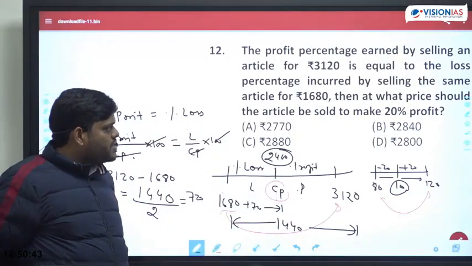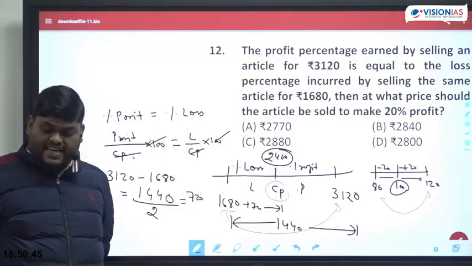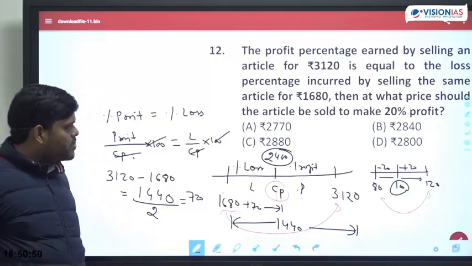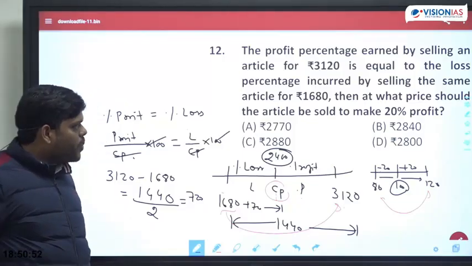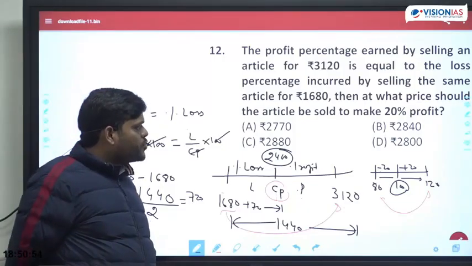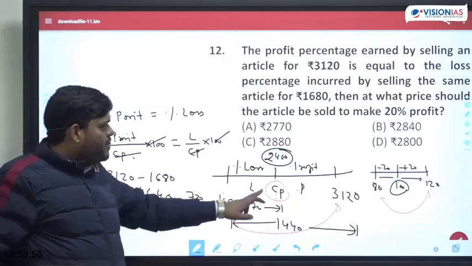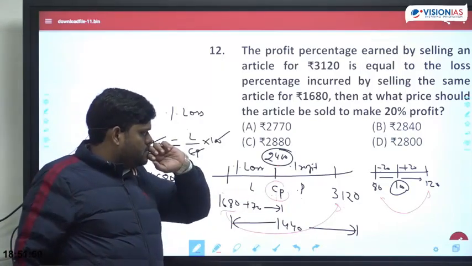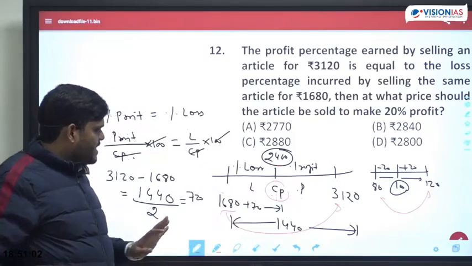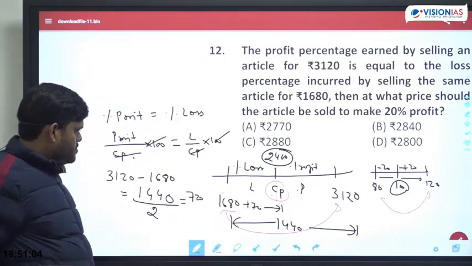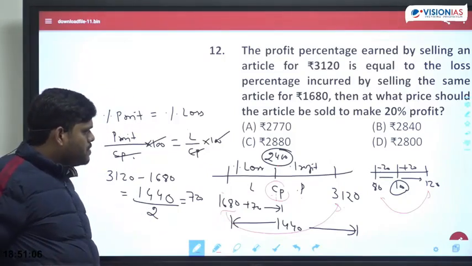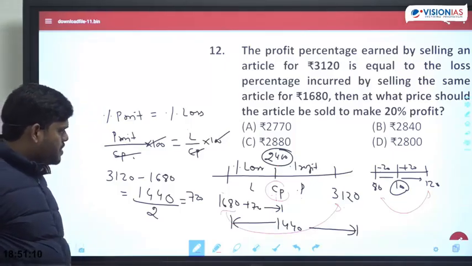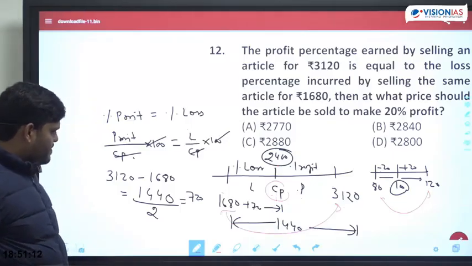Now what is the question? This is the CP we are getting. The question is, what will be the price if we want to make a 20% profit? We have the CP. Are we doing something wrong? Some calculation mistake I hope we have done somewhere.